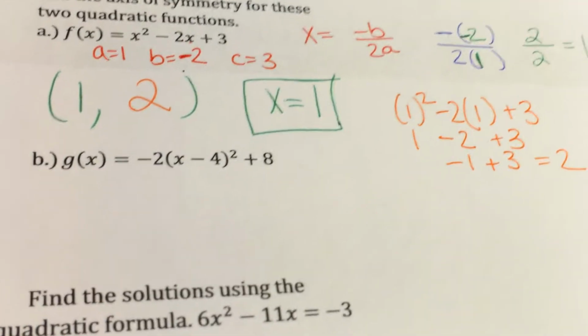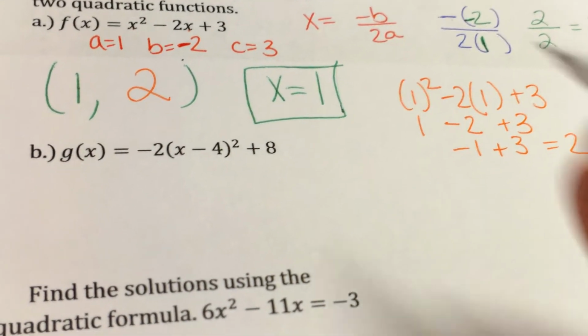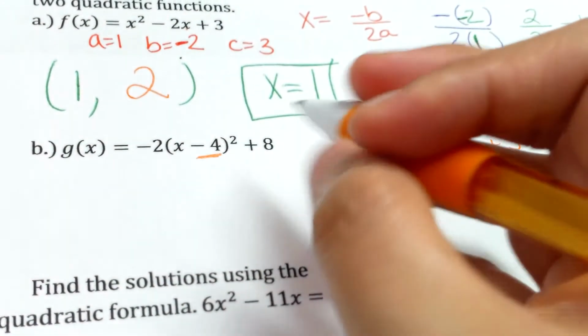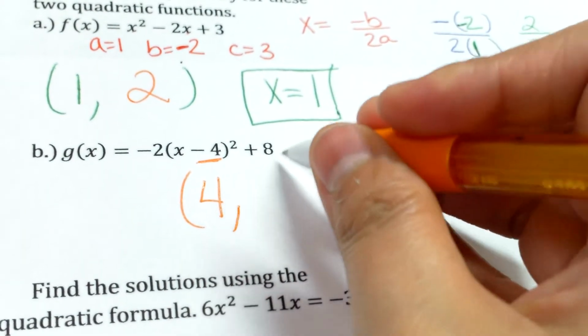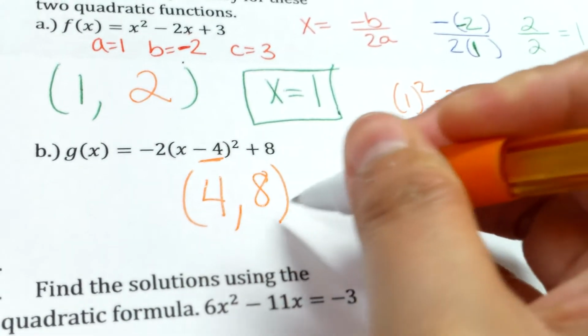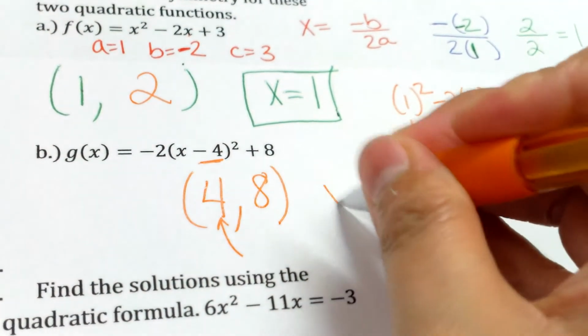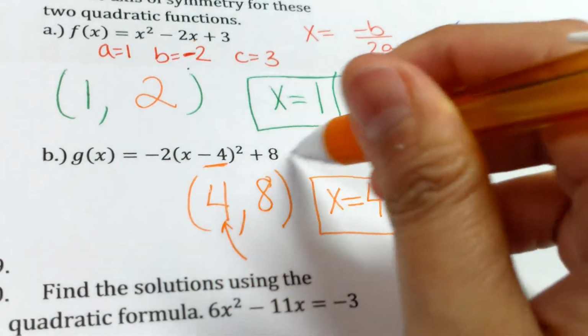Alright, now the next one. The next one, they gave it to you in vertex form. So remember, we get the opposite sign. That's -4. The opposite would be +4. And then this does not change, so it would be +8. That's your vertex. Your axis of symmetry is the first one at the beginning. X equals 4. And that's it.